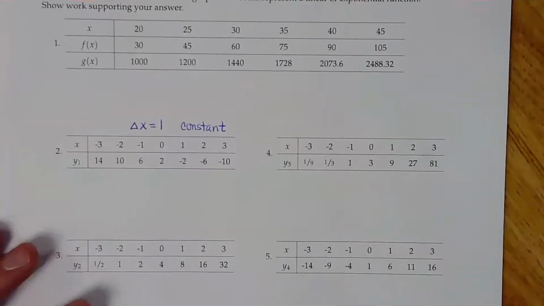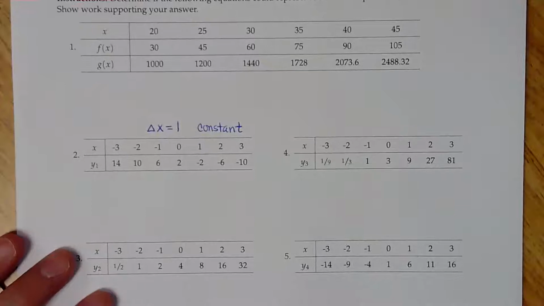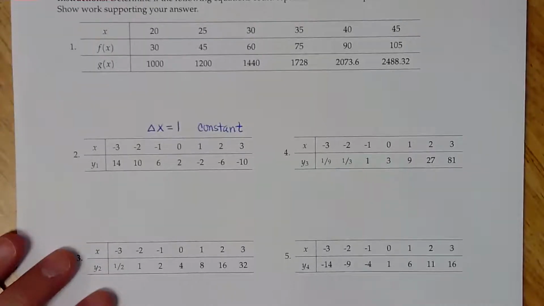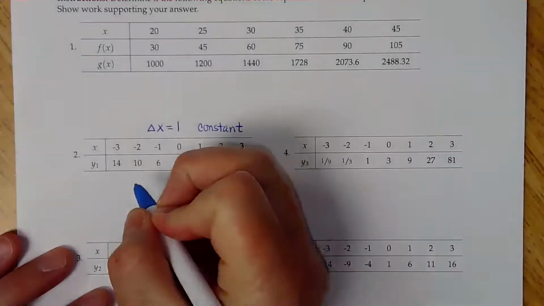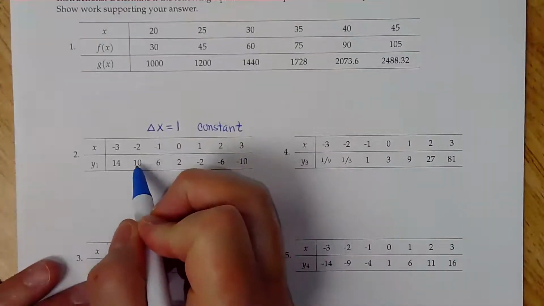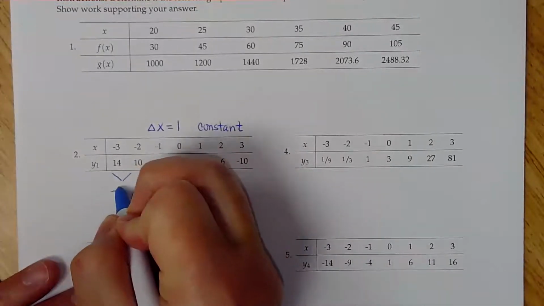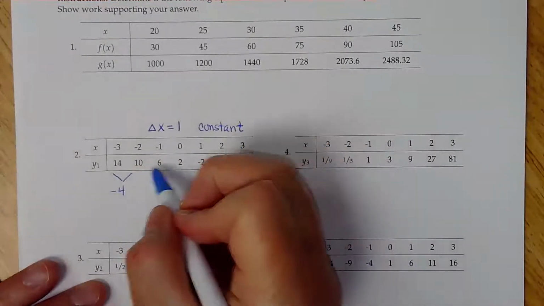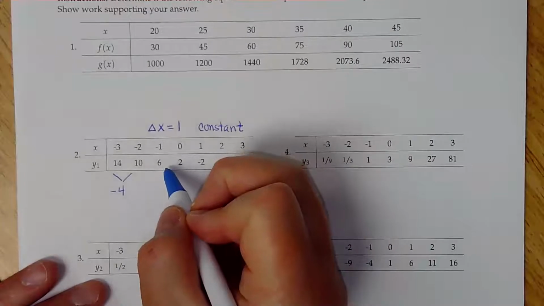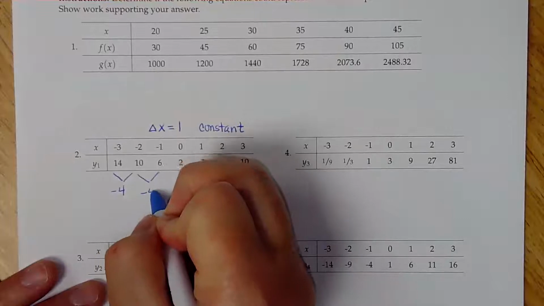And then usually the first thing I check is to see if it's linear, because I can usually do that fairly easily without a calculator. So before I break out my calculator, I'm going to check that first. To do that, I'm going to say, what is 10 minus 14? Well, 10 minus 14 is negative 4. And then I'll go to the next pair of consecutive y values. So 6 minus 10 is also negative 4.